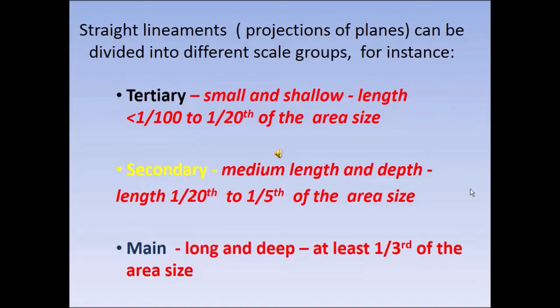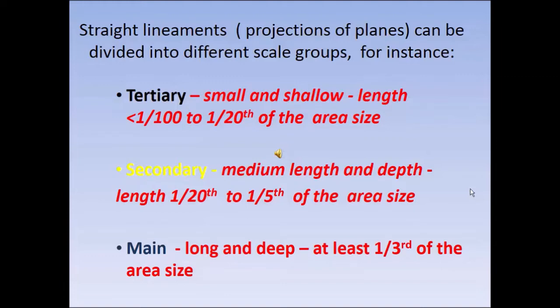For example, for the small area, say 3 by 3 kilometers, the lineament 1.5 kilometers long may be grouped as the main one. But for the project with an area of 50 by 50 kilometers, the same lineament will be taken as the tertiary lineament.